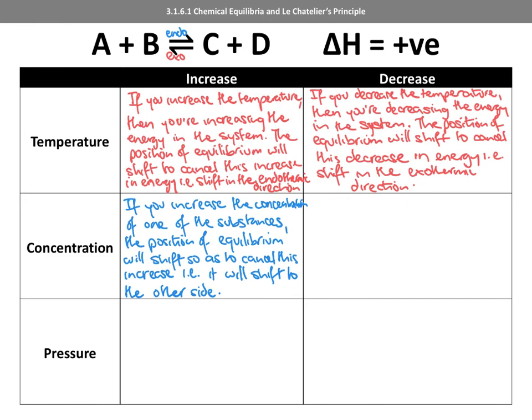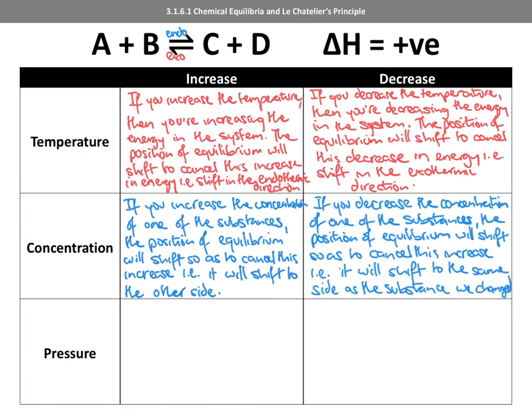Similarly, if you decrease the concentration of one of the substances, the position of equilibrium is going to shift in an attempt to cancel this decrease. So if we decrease the concentration of A, the position of equilibrium will shift so as to increase the concentration of A, to cancel the change that we made. To do that, it must shift to the left, which will mean that we will have less of C and D than we had at the beginning. So if we decrease the concentration of a substance, the position of equilibrium will shift to the same side. If we decrease the concentration of A in our example, it would shift to the left.